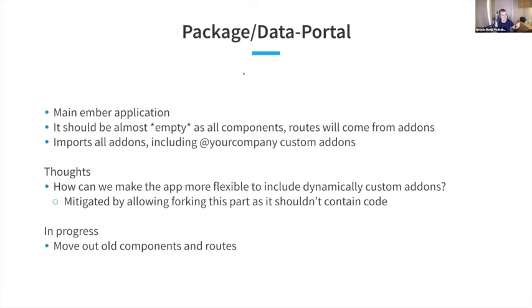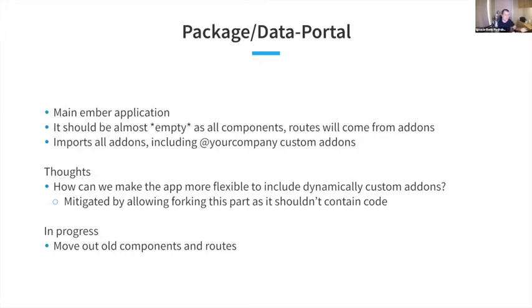So going back, data portal, right? That's the main application. The goal of this is to be almost empty, because we can move all the logic of the app to components and add-ons. So our goal is to keep this as empty as possible. And why do we do this? Well, if you want to override something over here, you probably need to fork it, because there's no easy way to modularize. So you need to fork it, and then it's a pain to merge this. So we want to keep it as thin as possible, so there's nothing there.